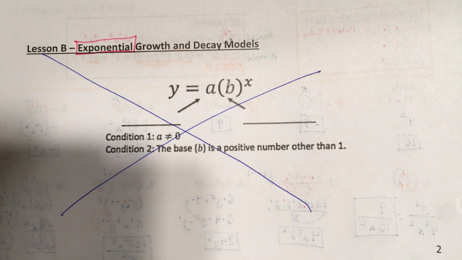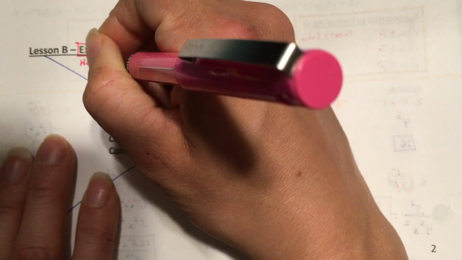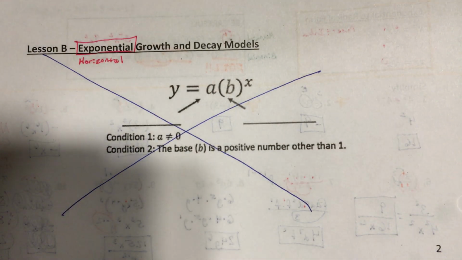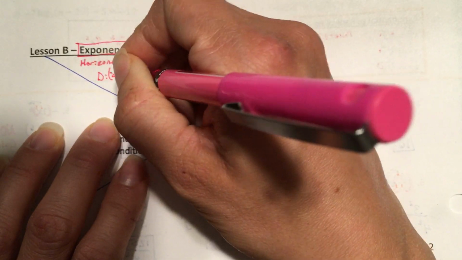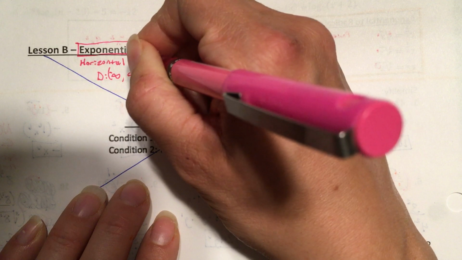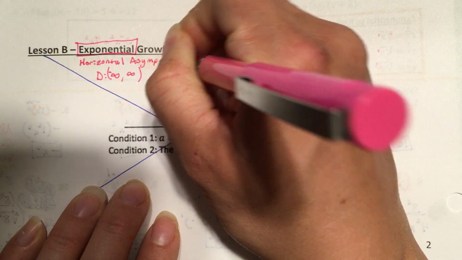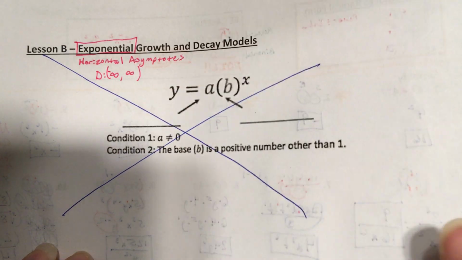If I think about an exponential function, does that have a horizontal or a vertical asymptote? Horizontal. And its domain is all real numbers, negative infinity to positive infinity. The reason I'm bringing this up is just because remember that log functions are the opposite of this. They have vertical asymptotes and a range of all real numbers. That's something we're going to talk about a little bit later, but otherwise you do not need to know any of this stuff.